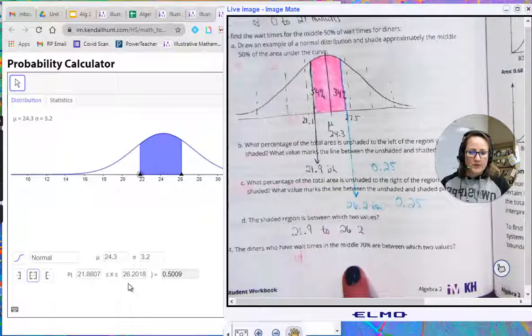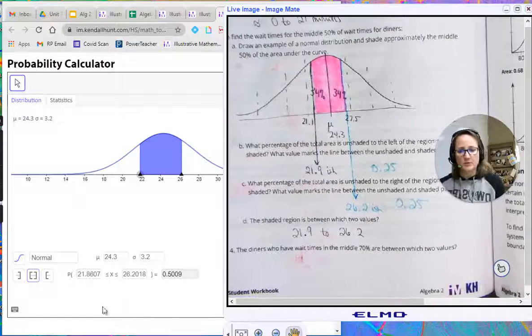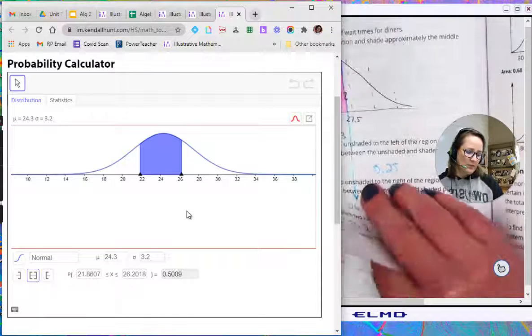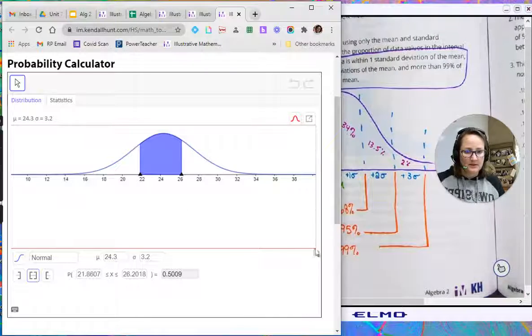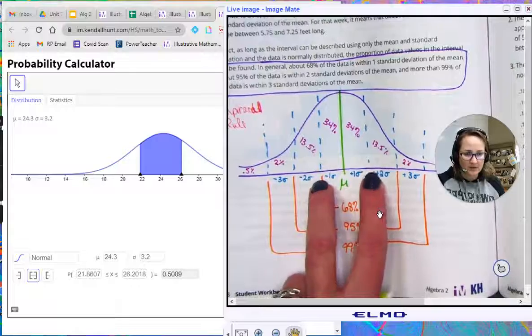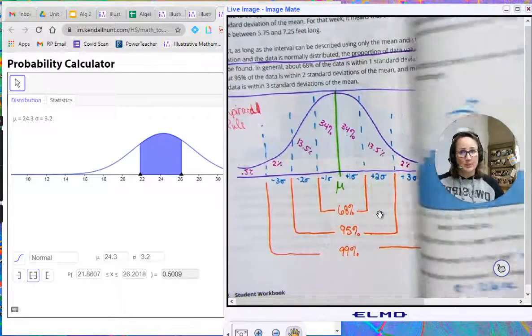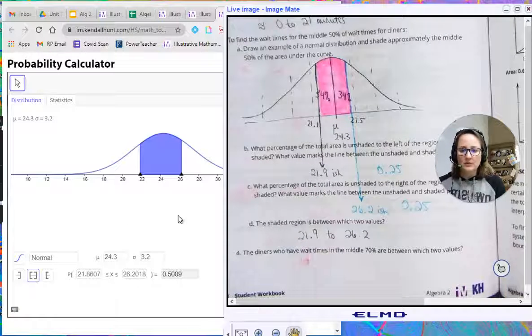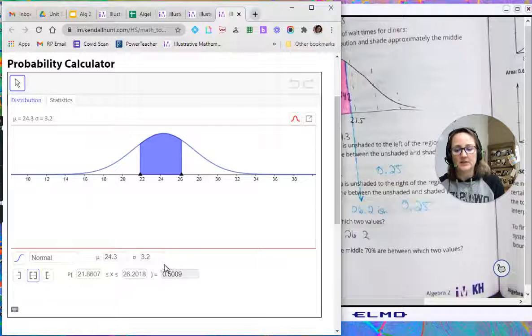Last but not least, the diners who have to wait in the middle 70% are between which two values? This is what I love about the empirical rule. The empirical rule told us 68% is right here within one standard deviation. It wants just a little bit more than that. It wants 70%. So I know I'm going really close to one standard deviation above and below to get to 70%. So I'm going to put it about 27.